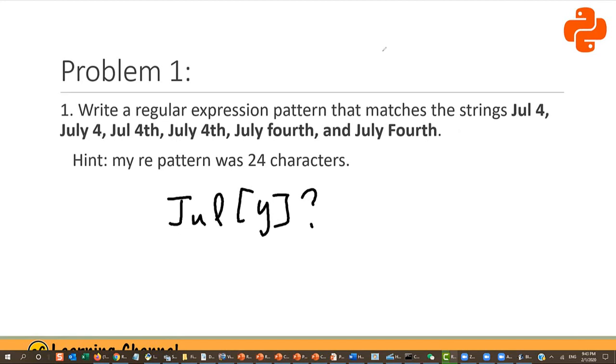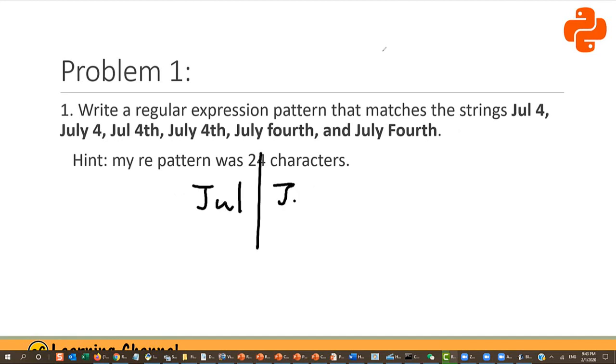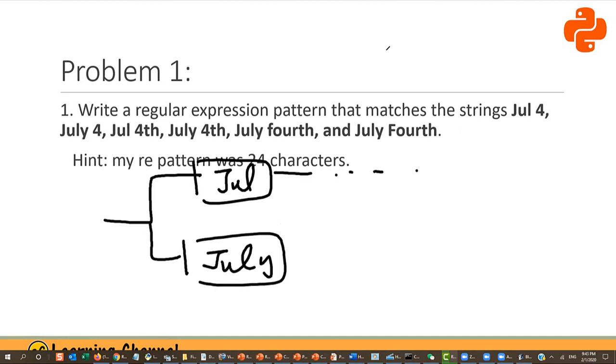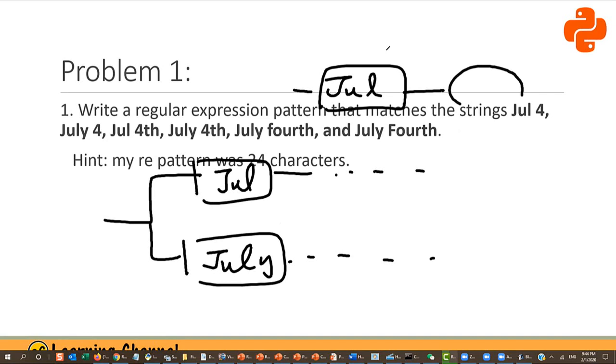Or you can do this one, JUL slash JULY. So you go ahead and you do JUL, or you go ahead and do this side, JULY. At this side you will do something, and this side do something else. Or you do JUL and then you finish that, and no, this is 0 or 1. So basically here should have none of this.